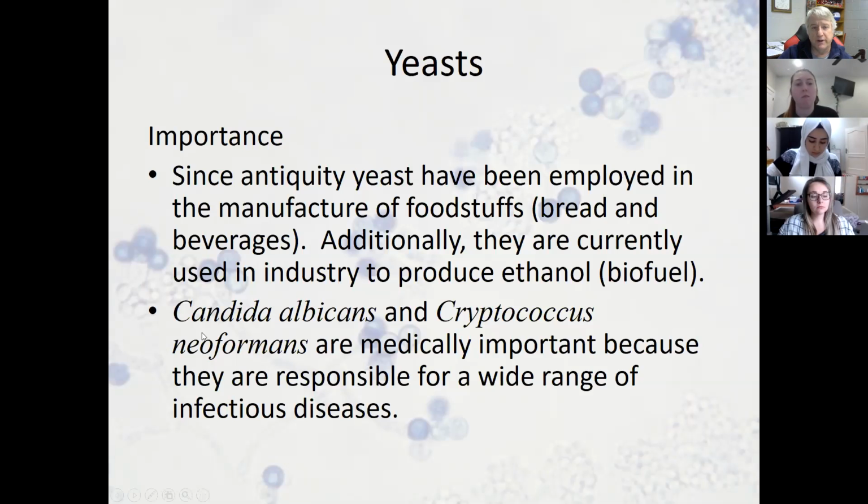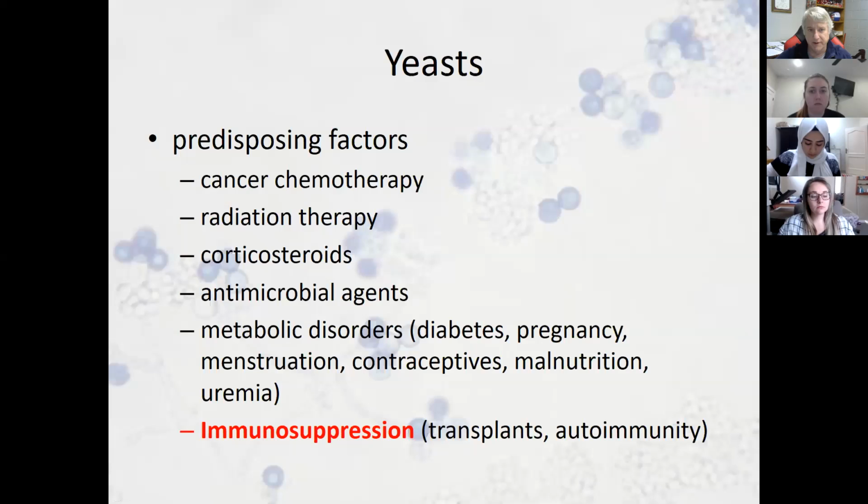Two that we start with are Candida albicans, which I think we've seen, you grew that on a plate, and Cryptococcus neoformans. Those are two medically important yeasts, causing a wide range of infectious diseases. So these are some of the yeasts that we need to focus on. We've got plenty more names to come, but we'll start there.